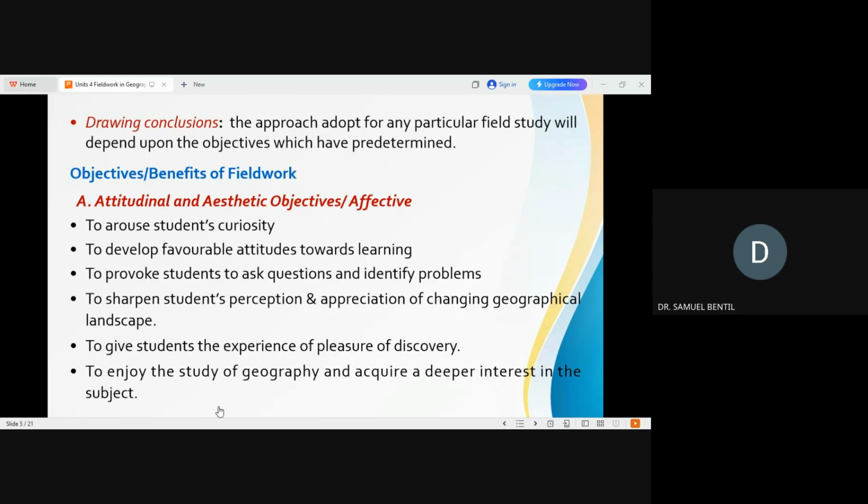It also helps students to enjoy the study of geography and acquire a deeper interest in the subject. Yes. If every day is in the classroom, everything classroom, a time will come to a point that the whole concept will be boring for your learners. There's nothing new. At least that's why as a teacher, you must be very creative, very innovative, and very intentional to make your lesson more interesting and more enjoyable for your students.